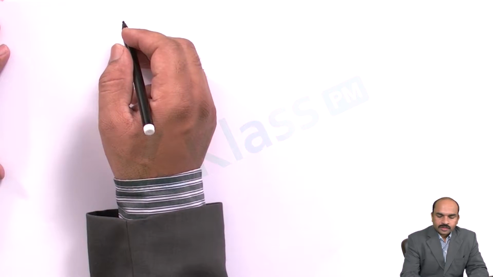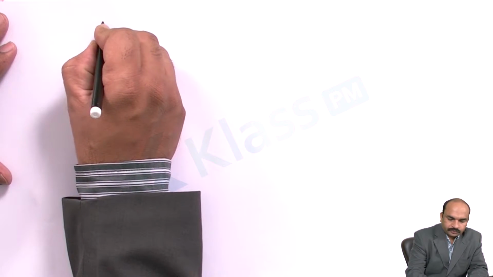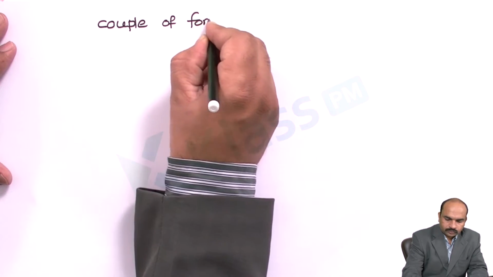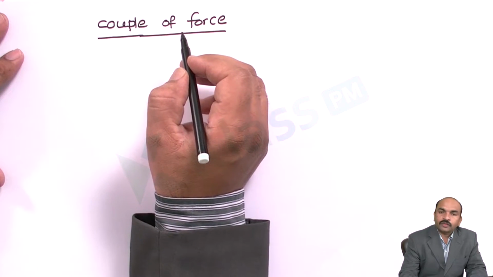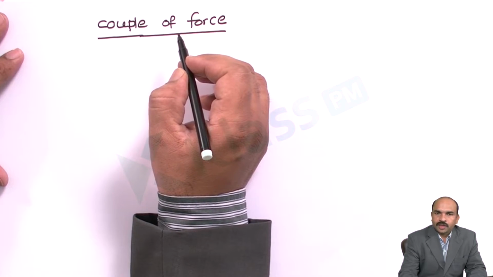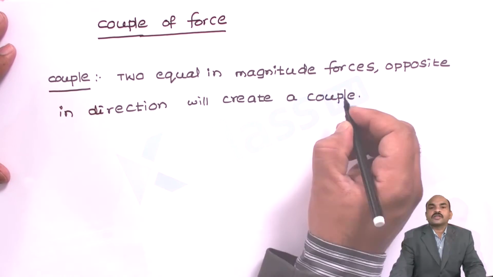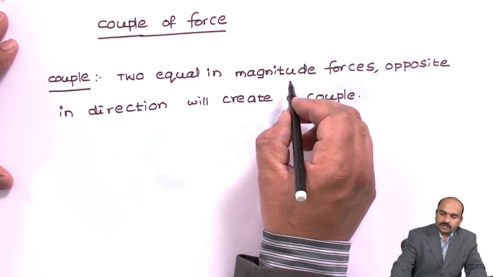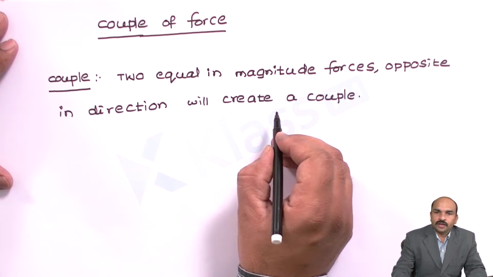So now we are going to discuss the topic called couple of force. So we know couple in the sense whenever two equal and opposite forces act on any body, it will create a couple. So first let us define couple. So this is the definition of the couple. Two equal forces, equal in magnitude but opposite in direction, will create a couple.